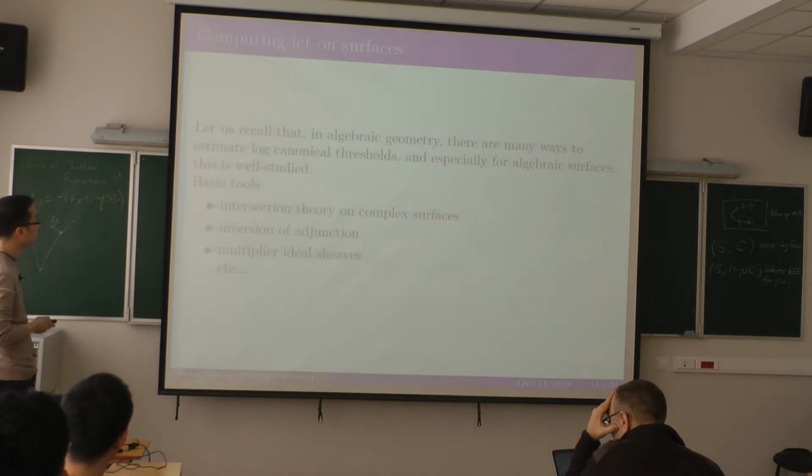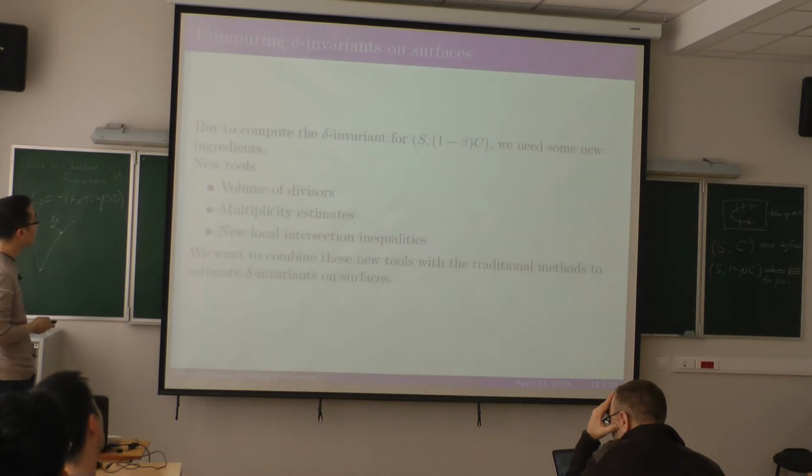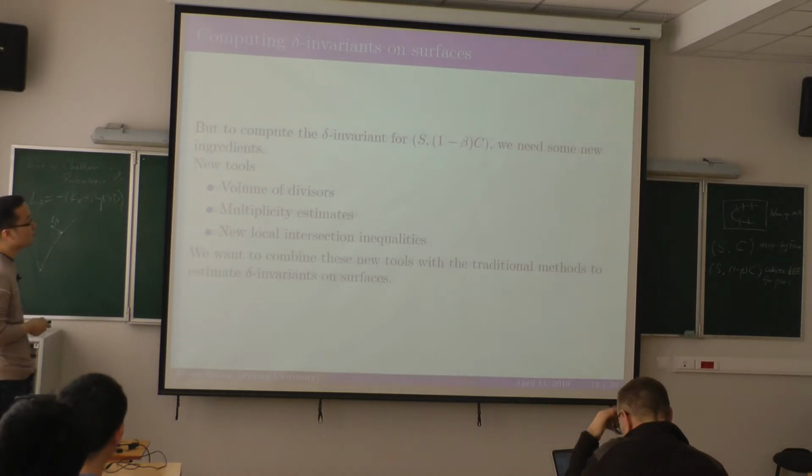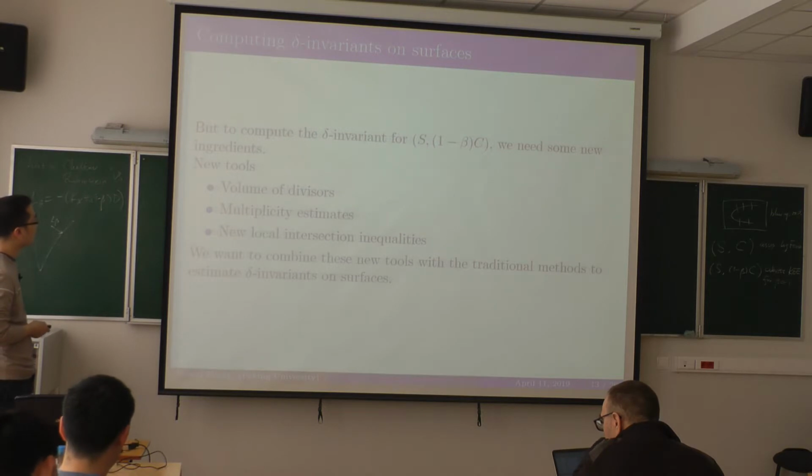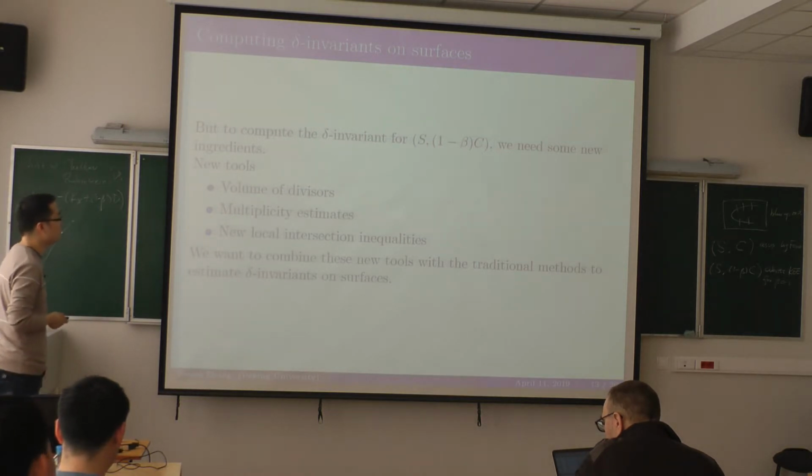And so there's a nice thing that we use, and this is the volume of divisors. We want to use the volume of divisors to do some multiplicity estimates. Then we can use some other new local intersection inequalities to estimate our delta invariant. So let me explain these new tools with more details.